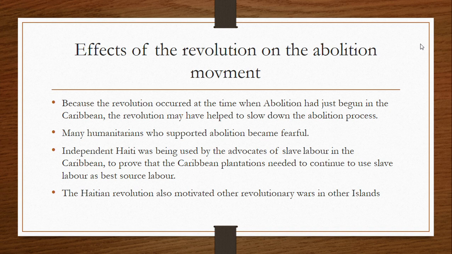Next, the Haitian Revolution also motivated other revolutionary wars in other islands. And we know that the revolutionary wars also impacted the emancipation movement, both positively and negatively. And one thing that influenced and motivated other revolutionary wars was the Haitian Revolution.